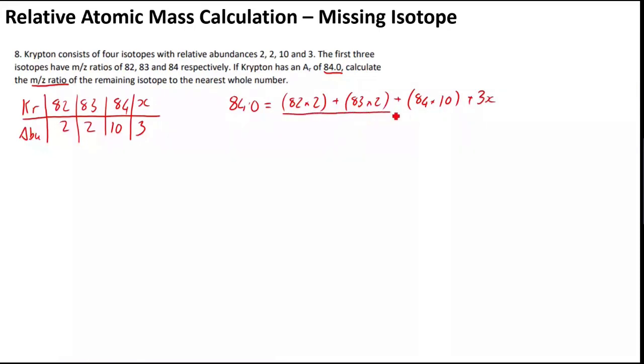Don't forget that we still have to divide it by the sum of the abundances, so just add these up. 10 plus 3, 13, plus 2 plus 2 is going to be 17. And then once you've written that, that'll be your first mark. Now you can do a bit of rearranging. So we're still going to have 84.0 times everything in the brackets and add them together. 1170 plus 3x divided by the 17, times both sides by 17.